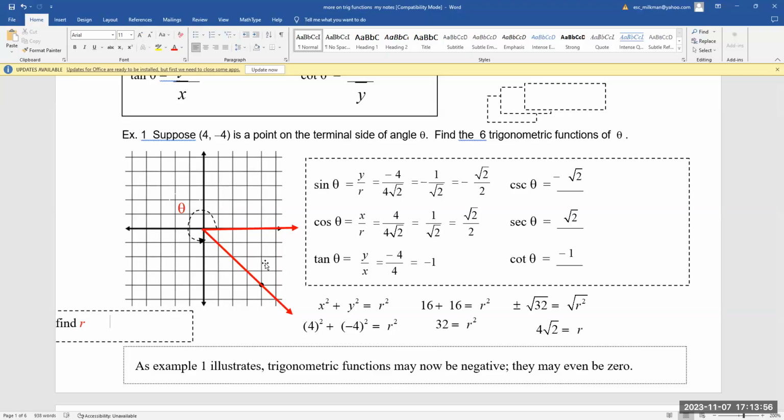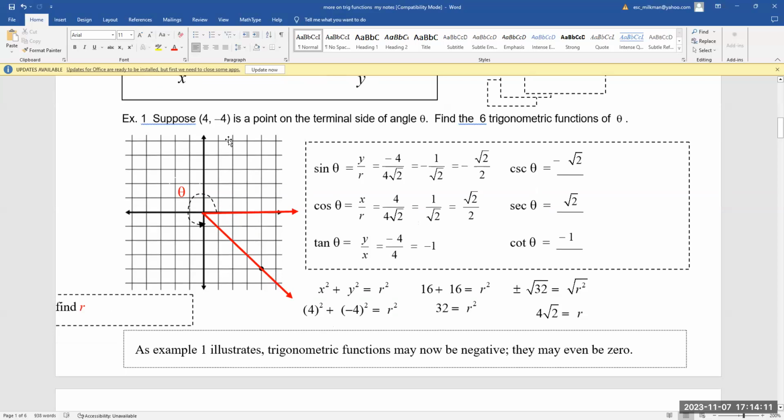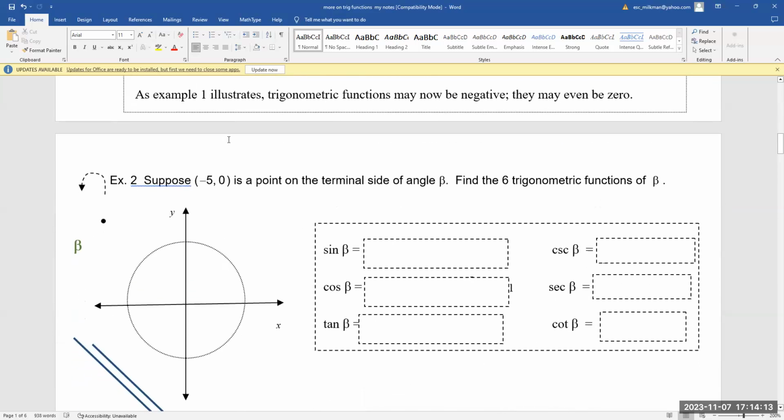They might even be undefined. In this particular case, you've got your sine value of your angle theta being negative and your cosine being positive and your tangent being negative because of the placement of the point for -4. Example number 2, suppose that -5, 0 is a point on the terminal side of angle beta.